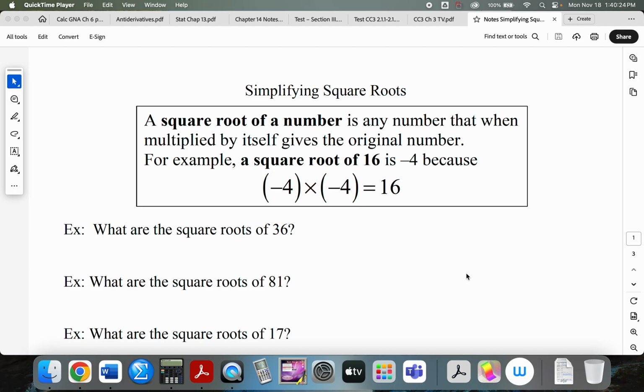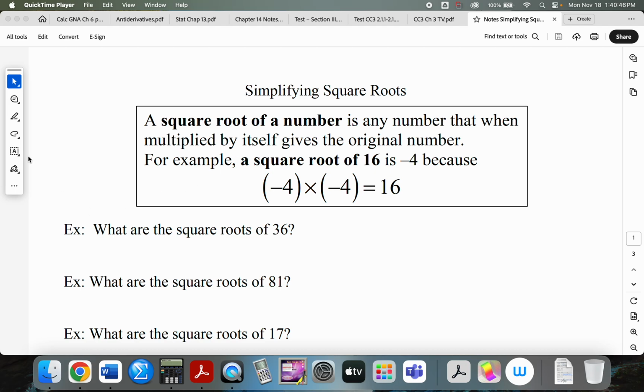The square root of a number is any number that when multiplied by itself gives you the original number. So for example, one of the square roots of 16 is negative 4, because negative 4 times negative 4 gives you 16.